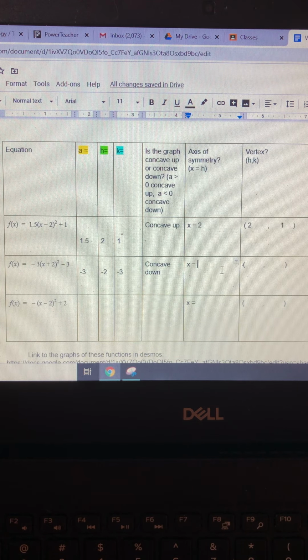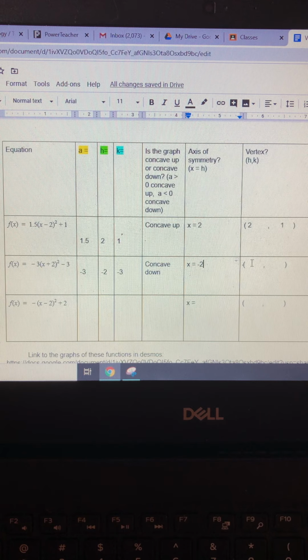The next thing that I can determine is the axis of symmetry, that vertical line of reflection. That is going to be determined by x equals h. H for this particular parabola is negative 2, so x equals negative 2 is going to be our axis of symmetry.